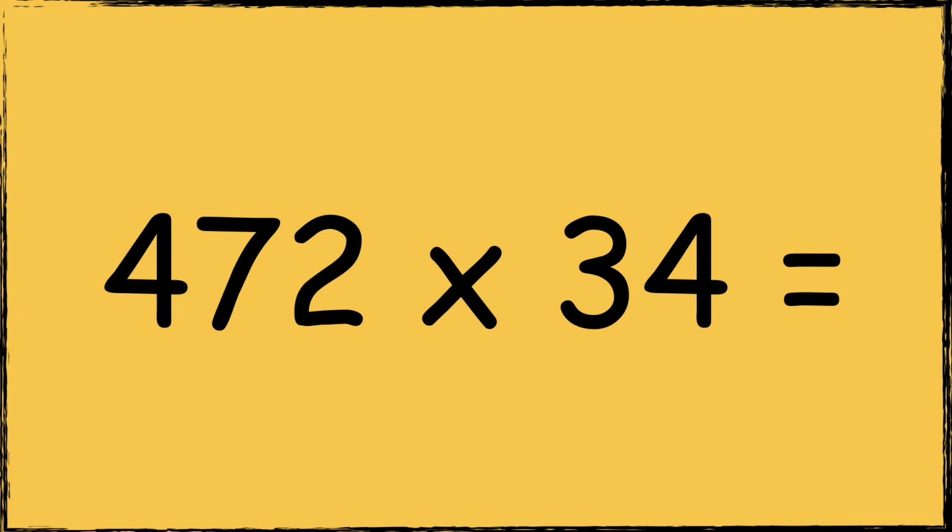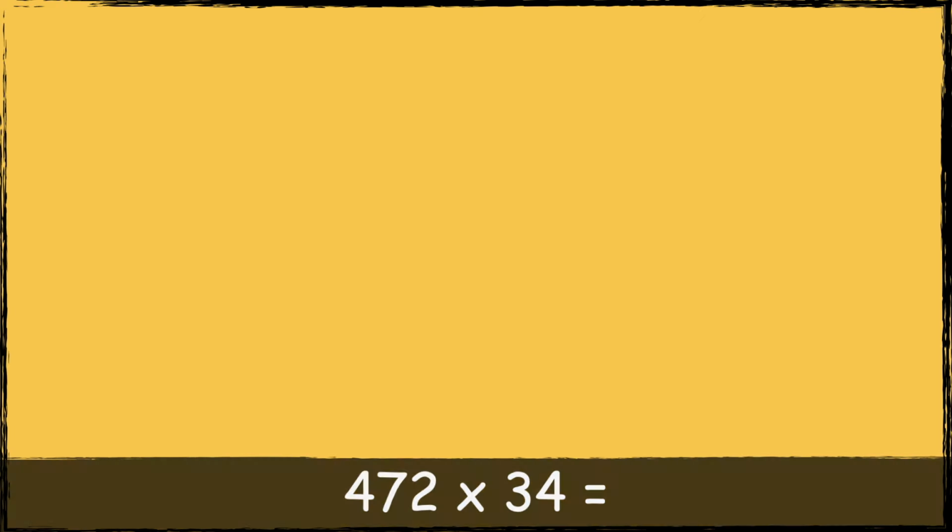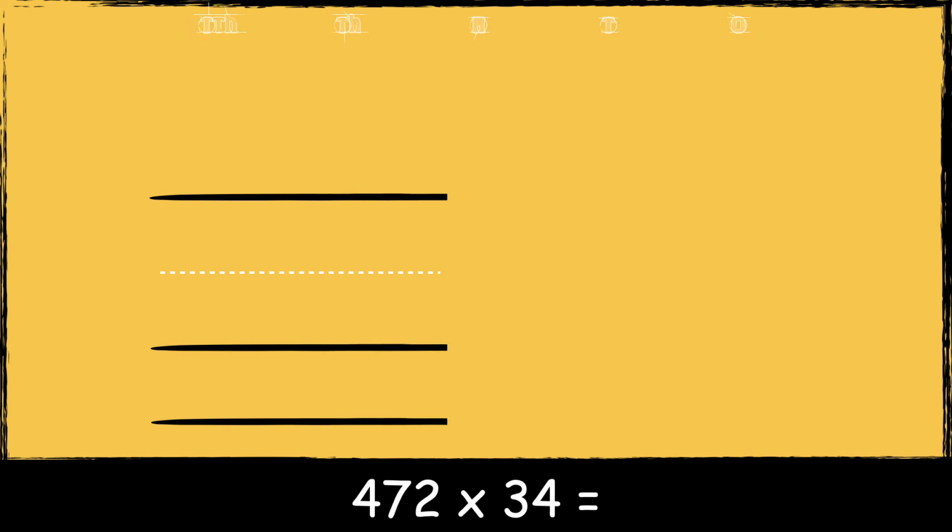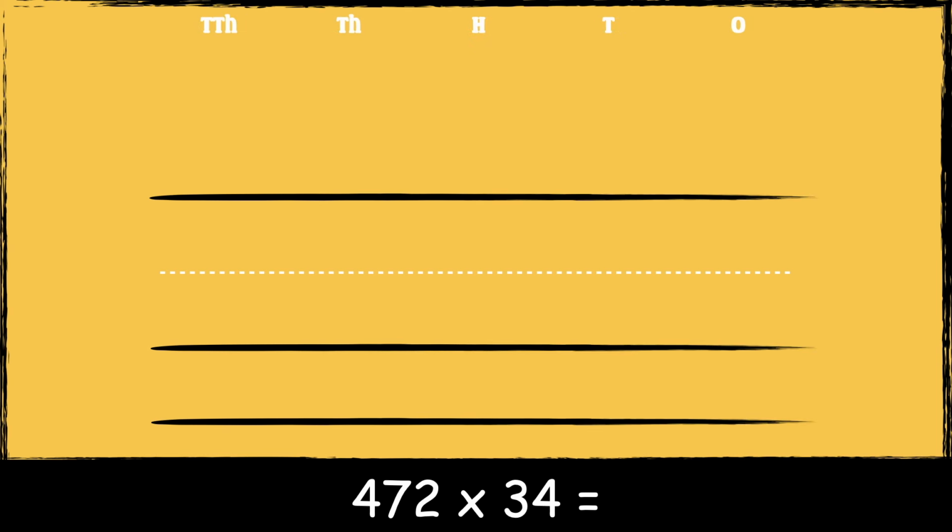Here's the next example, 472 times 34. First, we need to line the numbers up accurately. 472 has 2 ones, 7 tens and 4 hundreds. And the number 34 has 4 ones and 3 tens. Now that we're set up, we're ready to multiply.